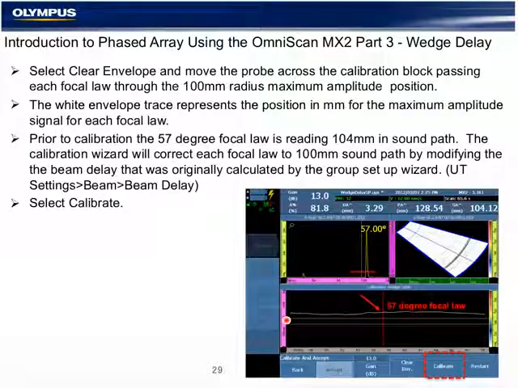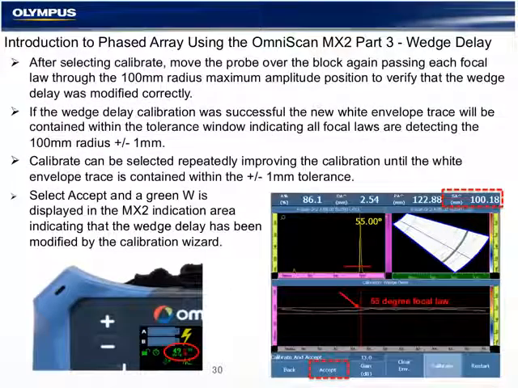You can clear the envelope and redraw the envelope as many times as necessary. Selecting Accept makes a slight correction to the wedge delay for every focal law based on the readings from the wizard. And as you can see here, under the sound path reading SA, it's at exactly 100 millimeters. A very tight, accurate wedge delay is really important for ultrasound inspection. The trace that you see here allows a tolerance of about 1 millimeter, and that's only a visual indicator.